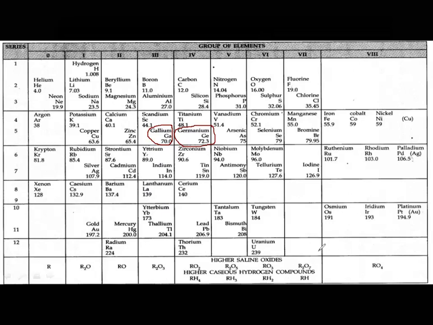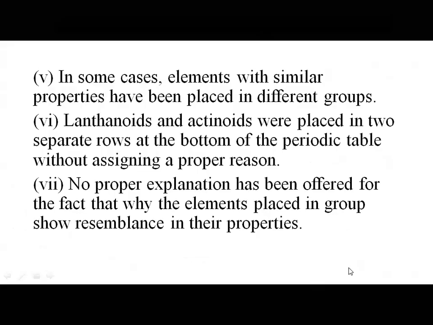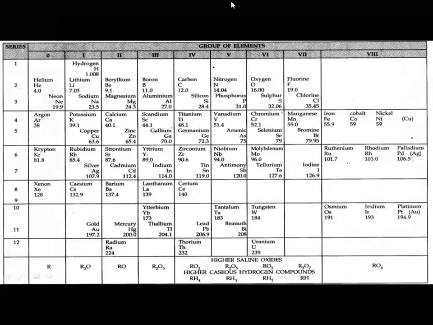He placed some elements with different properties together, and he separated elements with similar properties. Next, in some cases, elements with similar properties have been placed in different groups. We have discussed this. No proper explanation has been offered for why the elements placed in a group show resemblance in the properties. So what he did, he placed the elements in groups.